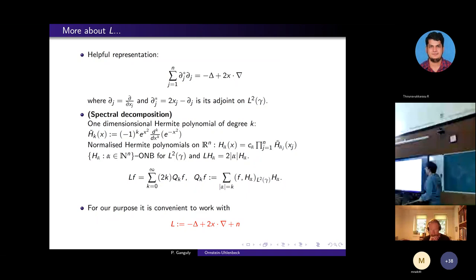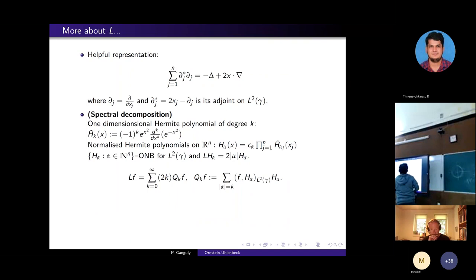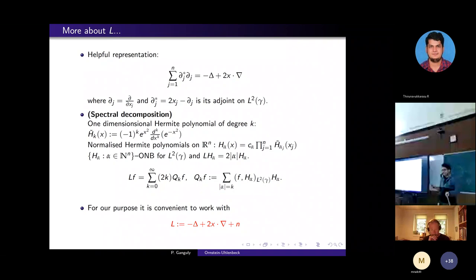So 0 is in the spectrum. And the spectral decomposition for this Ornstein-Uhlenbeck operator reads as this, where Q_k f is basically the projection of f onto the eigenspace with eigenvalue 2k. Now for our purpose, it is convenient to work with this operator. I am just adding an n here, because in some applications or some cases we have to consider negative powers of the operator. So if zero is in the spectrum, we will be in trouble. So we'll add n here. Now adding n adds more beauty to the operator.